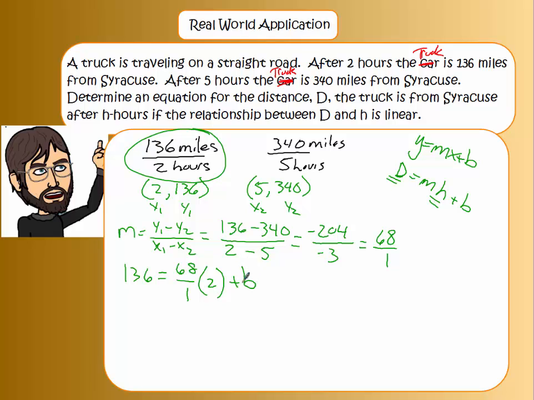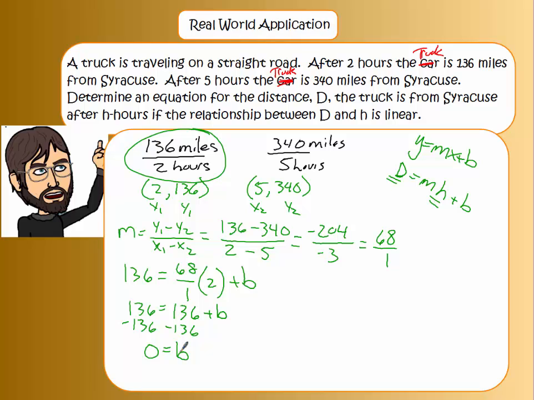And I don't know the y-intercept. Let's see what happens here. 136 equals 68 times 2, so 136 equals 136 plus b. Subtracting 136 tells me 0 equals b. In other words, the y-intercept is at the origin. It's at 0.